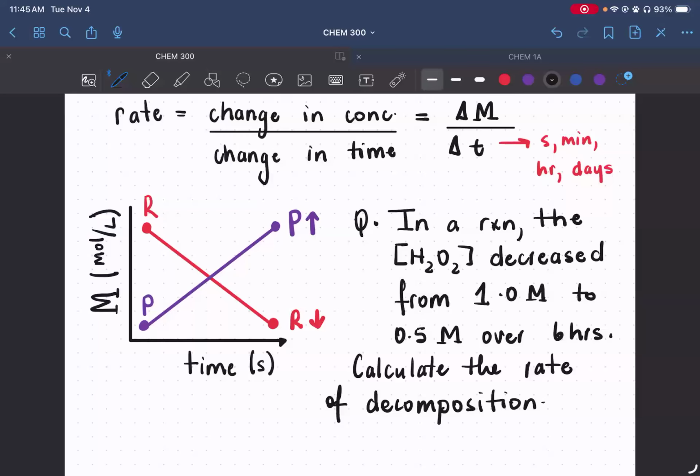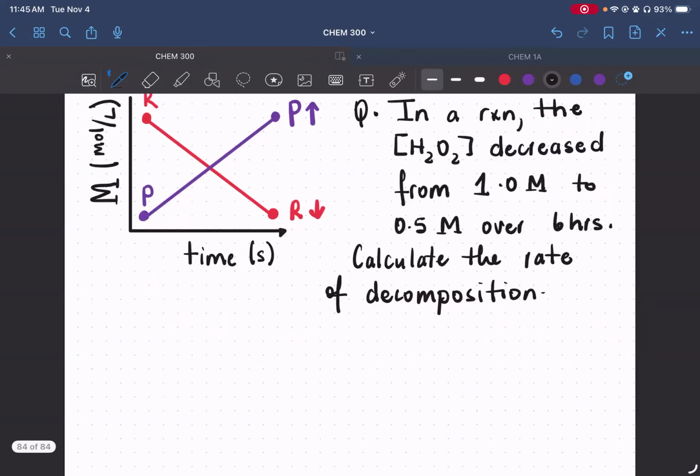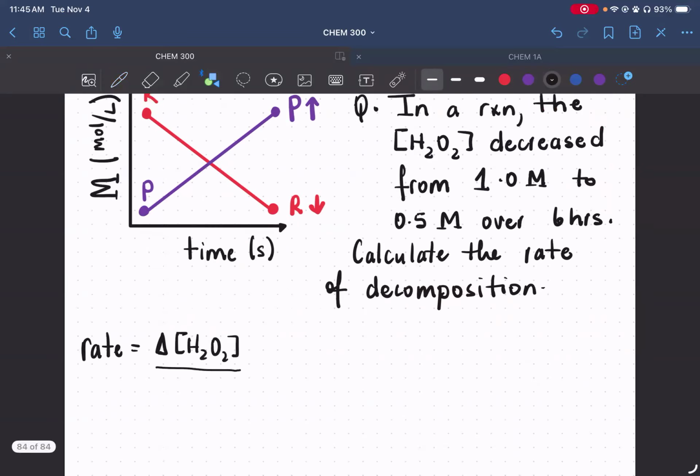Taking it all together, looking at the graph, looking at our formula for rate, we can go ahead and plug this in. We can simply say that rate is equal to the change in concentration, specifically talking about H2O2, all over the change in time. We, of course, know that the definition of change is final minus initial.